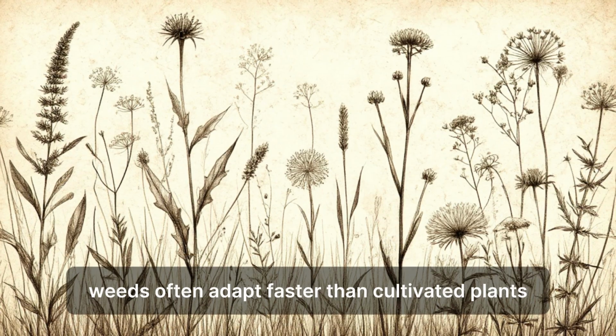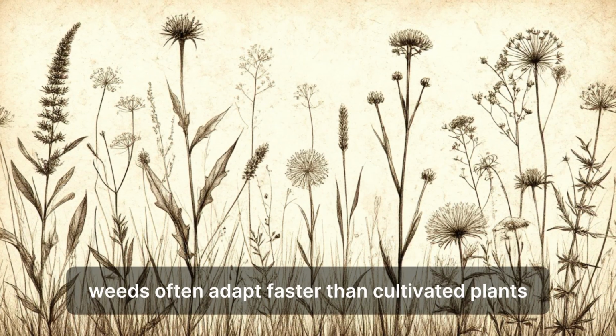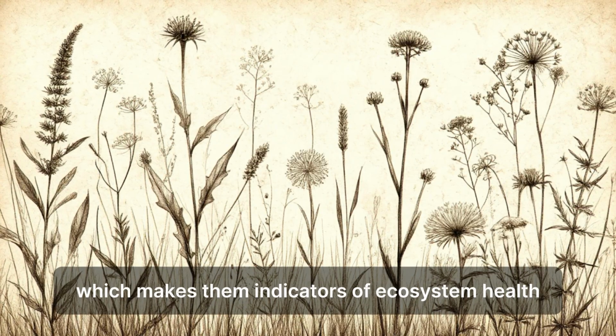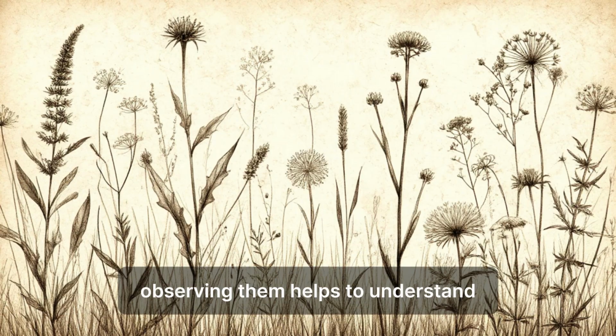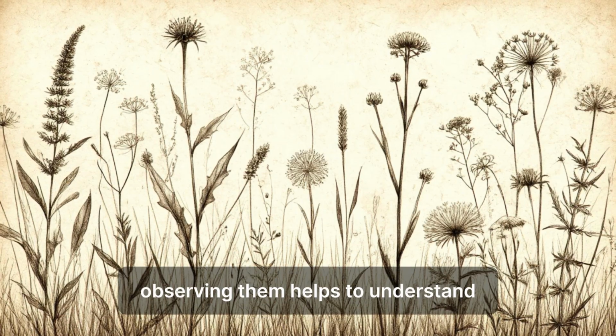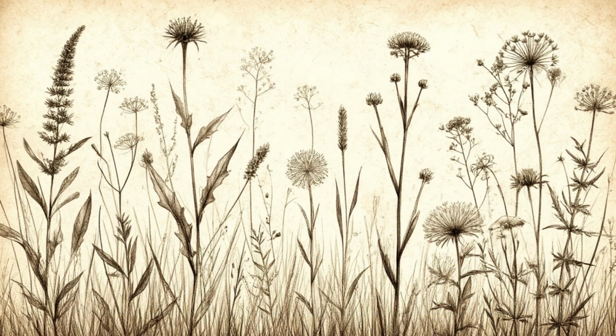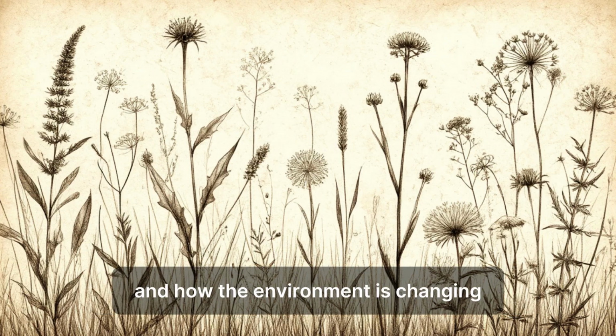Weeds often adapt faster than cultivated plants, which makes them indicators of ecosystem health. Observing them helps to understand what processes are taking place in the soil and how the environment is changing.